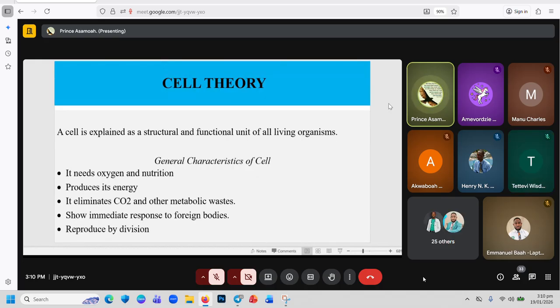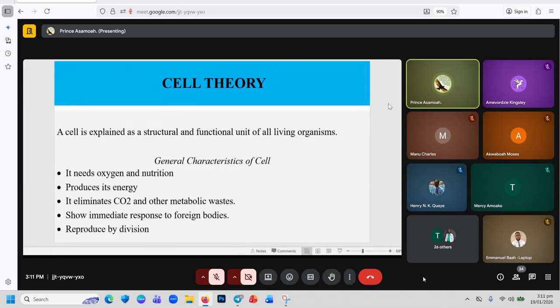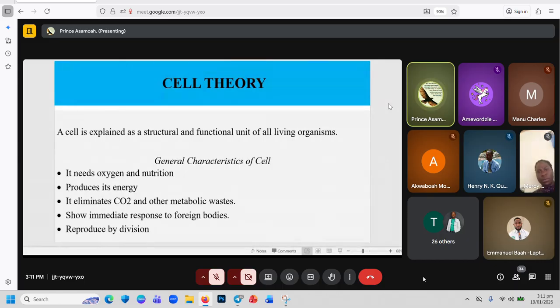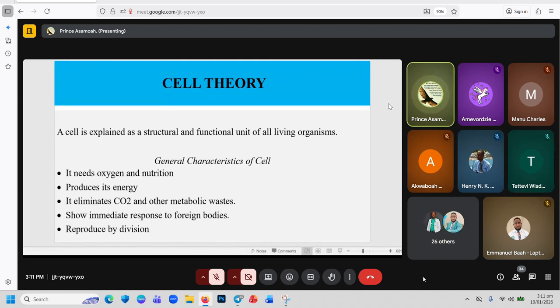Now, there are general characteristics of a cell. One, we know it needs oxygen and nutrition to survive. Just as in human beings, your organs need oxygen and nutrients to survive. At the cellular level, they also need oxygen and nutrients to survive. If they don't get it for a time, it will blare up, then the cell will eventually die. Now, it produces its energy. At the cellular level, the cell produces its energy. So we are going to understand the structure and the function of these organelles in the cell, so that when you are doing pathology, you can understand some of the diseases, how they are traced down to the cellular level, like diabetes and all of them.